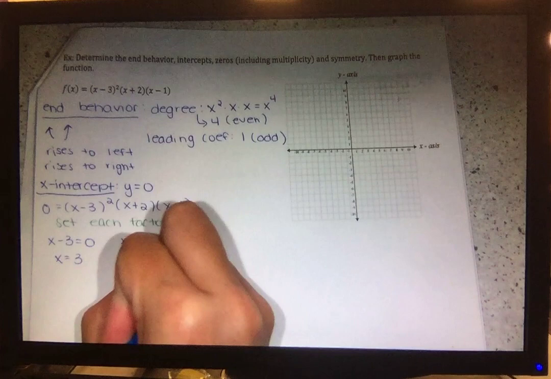So plugging in both. I'm writing it all out for our notes' sake. If you can look at it, that's totally fine with me, as long as on the test you can show me how you got that answer. So negative y equals negative x minus 3 squared times negative x plus 2 times negative x minus 1. Can't get rid of all these negatives, so it's not the original. So no symmetry.